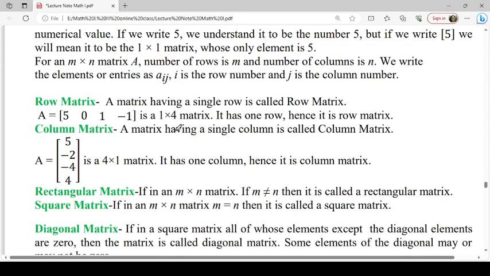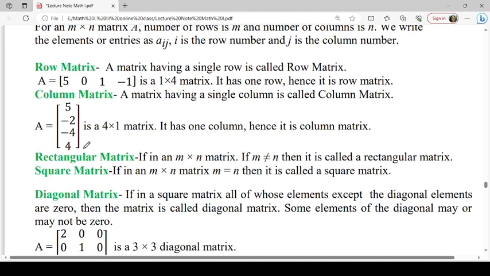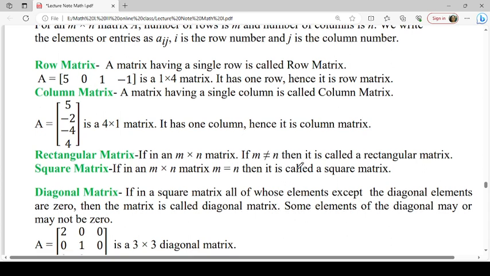Then a row matrix is a matrix having a single row, and a column matrix has a single column. Single column means there are 4 rows and one column. It is a 4 by 1 matrix, and here it is 1 row and 4 columns, so it is a 1 by 4 matrix. Rectangular matrix: if m is not equal to n, then it is a rectangular matrix. If m is equal to n, then it is a square matrix.